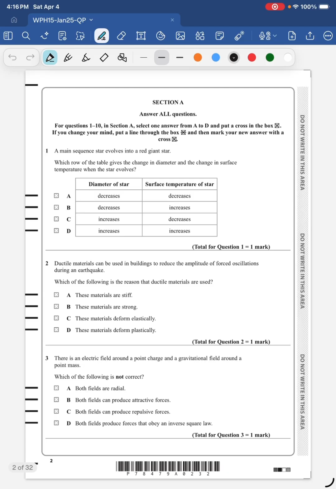So, Section A, first question. A main sequence star evolves into a red giant star. Which row of the table gives the change in diameter and the change in surface temperature when the star evolves? So as we know, the diameter increases, right? Because red giant stars are larger than main sequence stars, and their surface temperature drops. So therefore, the only correct answer is C.